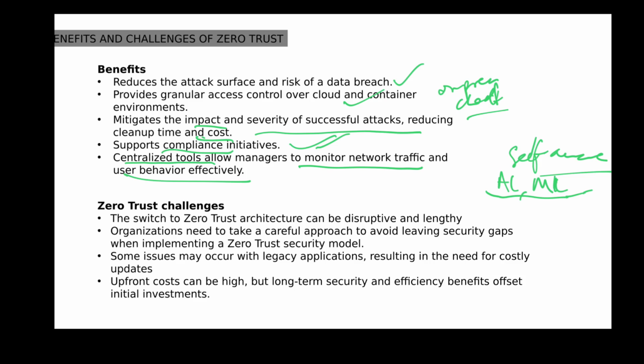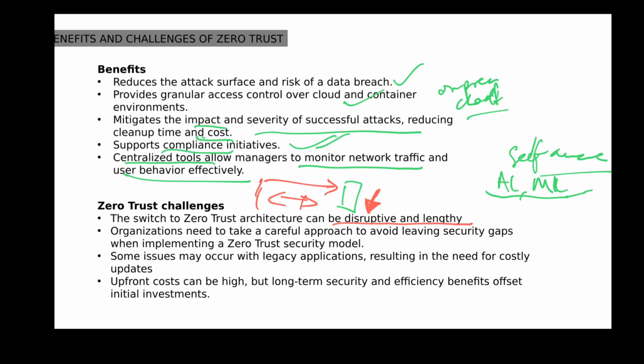Then we are looking at the challenges. So the issue of disruption. Usually you can be disrupted depending on the changes that you are implementing in your network. At times, zero trust may not match the current architecture, and you need to do a complete change from the existing architecture to the architecture that you want to achieve. So there's a possibility of disruption, and at times it can be lengthy.